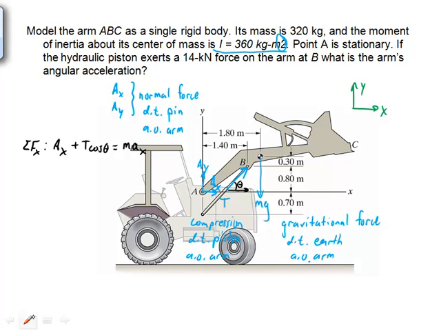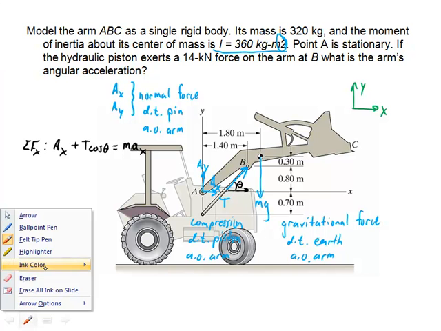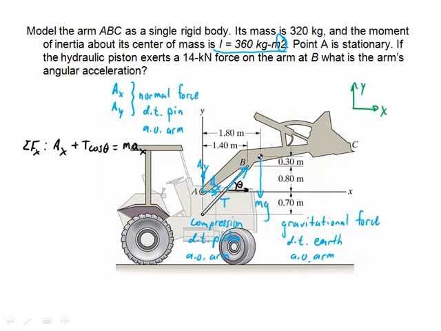So A is moving, and so there is an acceleration, and I don't know what the direction of that acceleration is. So I'm going to go m a sub x that way, and m a sub y like that. So the sum of the forces in the y direction, I'm going to have A sub y plus T sine theta minus mg, and that'll equal m a sub y.